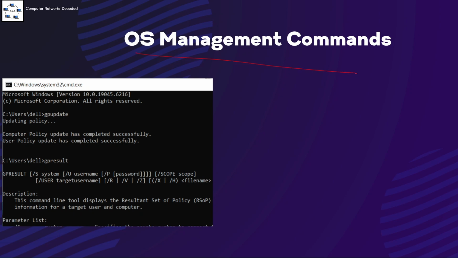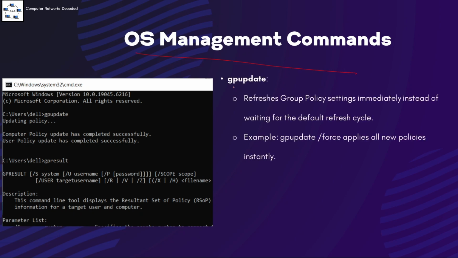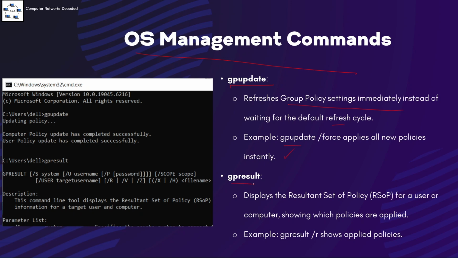Some OS management commands, and the first one is gpupdate, or group policy update. This refreshes group policy settings immediately instead of waiting for the default refresh cycle. For example, gpupdate /force applies all new policies instantly. Next is gpresult. This one displays the resultant set of policy for a user or computer, showing which policies are applied. For example, gpresult /r shows applied policies.